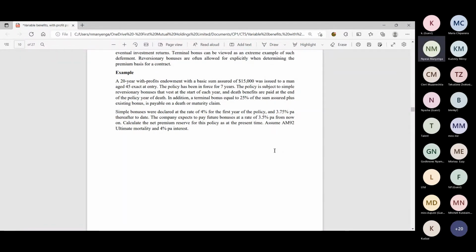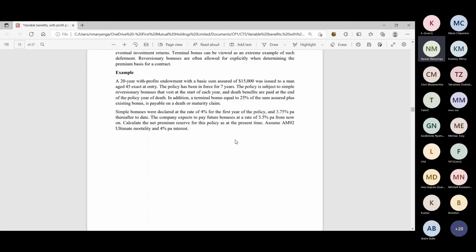So we'll start with an example. A 20-year with profits endowment with a basic sum assured of 15,000 was issued to a man aged 45 exact at entry. The policy has been in force for 7 years. The policy is subject to simple reversionary bonuses that vest at the start of each year. The death benefits are paid at the end of the policy year of death. In addition, a terminal bonus equal to 25% of the sum assured plus existing bonus is payable on death or maturity claim.